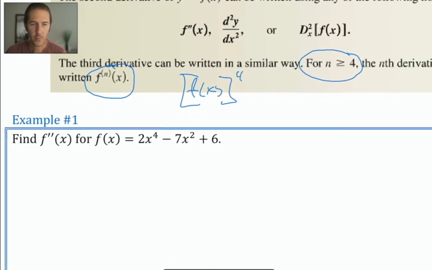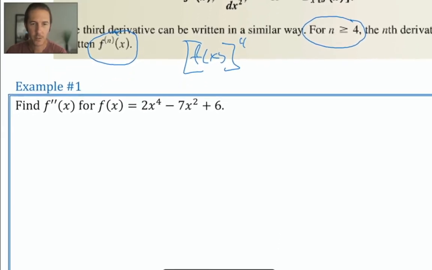In the first example, we're being asked to find the second derivative of this fourth degree polynomial. And let's just do that very quickly for practice. We've got f single prime, so the first derivative of x: take the exponent, multiply it by the coefficient, that turns into an 8. Keep the variable, decrease the exponent by 1. In the second term, take the exponent of 2, multiply it by the negative 7, we get negative 14. Keep the variable, decrease the exponent by 1. Derivative of a constant value goes to 0. So this is your first derivative.